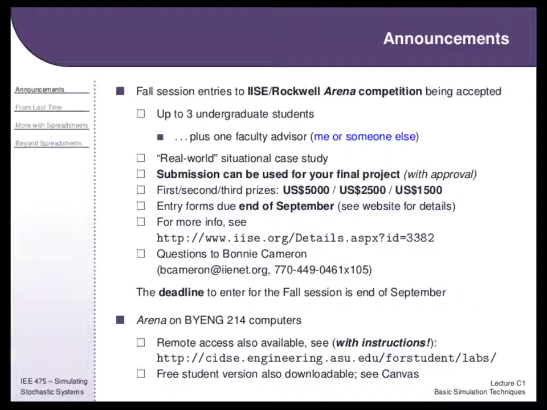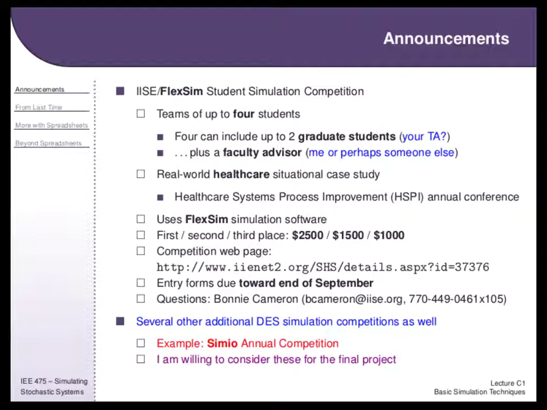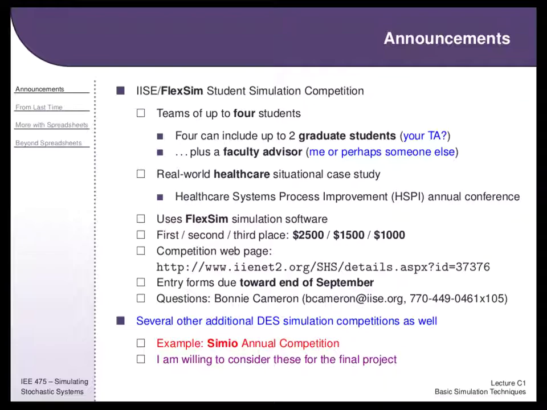Otherwise, just as another reminder, the arena competition is an alternative you can do for your final project. I keep reminding you because I think the submission deadline is like September 30th. If you want to register a group for that. There are additional competitions. The FlexSim simulation competition also, I think, has like a September 30th deadline. And the Simio one, I don't remember what their deadline is, but I think they released the prompt on September 24th. So I think they expect you to be registered before that.